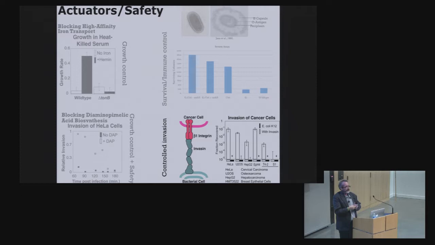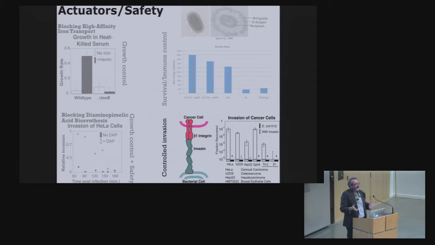And so we take all these different cancer cell lines, cervical carcinoma, osteosarcoma, hepatocarcinoma, and breast epithelial cells, and you can show that when you express invasin, all these bacteria will invade those cancer cells, but they will not invade a normal cell. And the reason why they won't invade normal cells is because normal cells don't make enough beta-1 integrin on the surface to actually be found in this reaction.